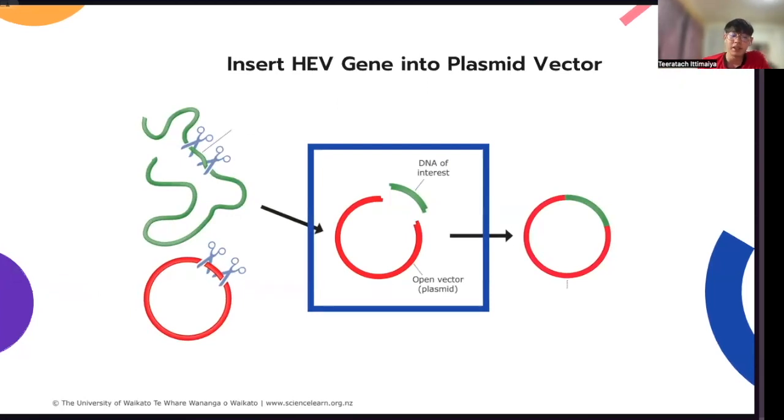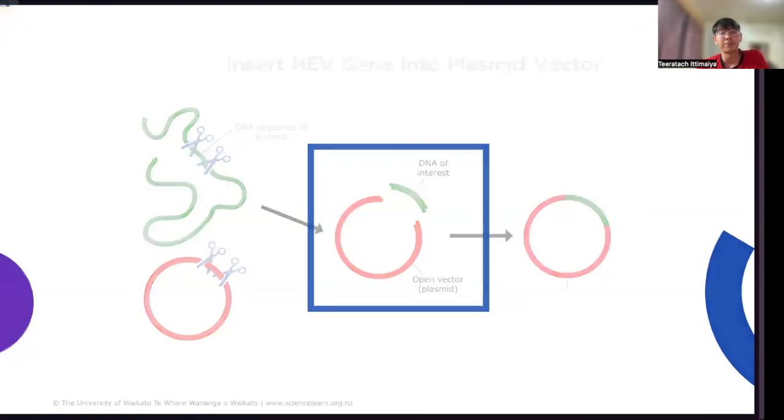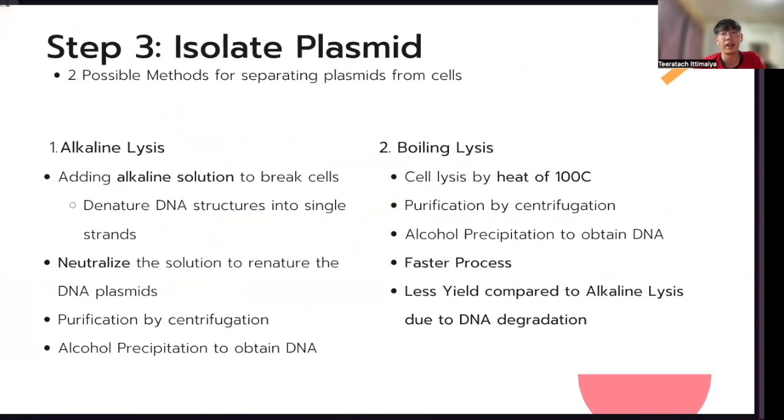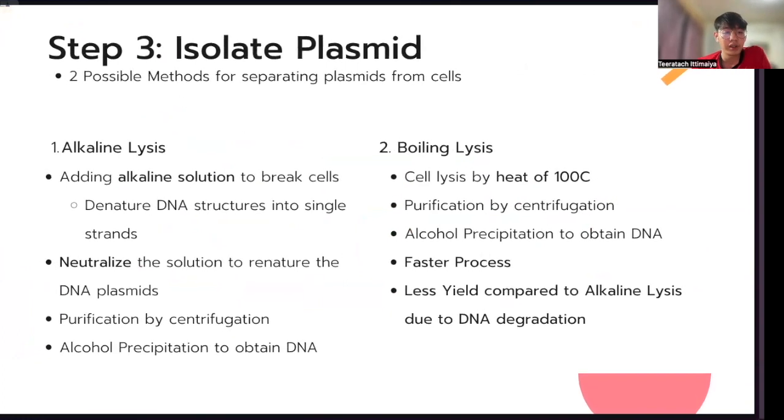This step is not mentioned in the article, but in general, there are two methods to isolate plasmid. First, alkali lysis. We put E. coli cells in the alkali medium and the cells will break. However, DNA structures are denatured into single strands due to the basic environment. Acid needs to be added to neutralize the solution and renature the DNA structure. To purify, we use centrifugation and alcohol precipitation to obtain the plasmid.